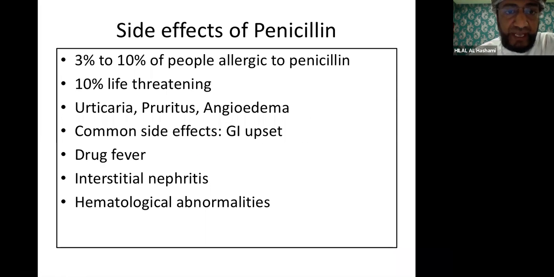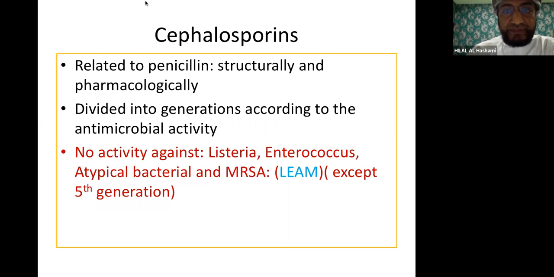Finishing with the penicillins, the side effects: 3 to 10% of patients will have allergy to penicillins. And out of these, around 10% will have life-threatening reactions. They may develop urticaria, pruritus, or angioedema. Other common side effects are GI upset, drug fever, interstitial nephritis, and hematological abnormalities.